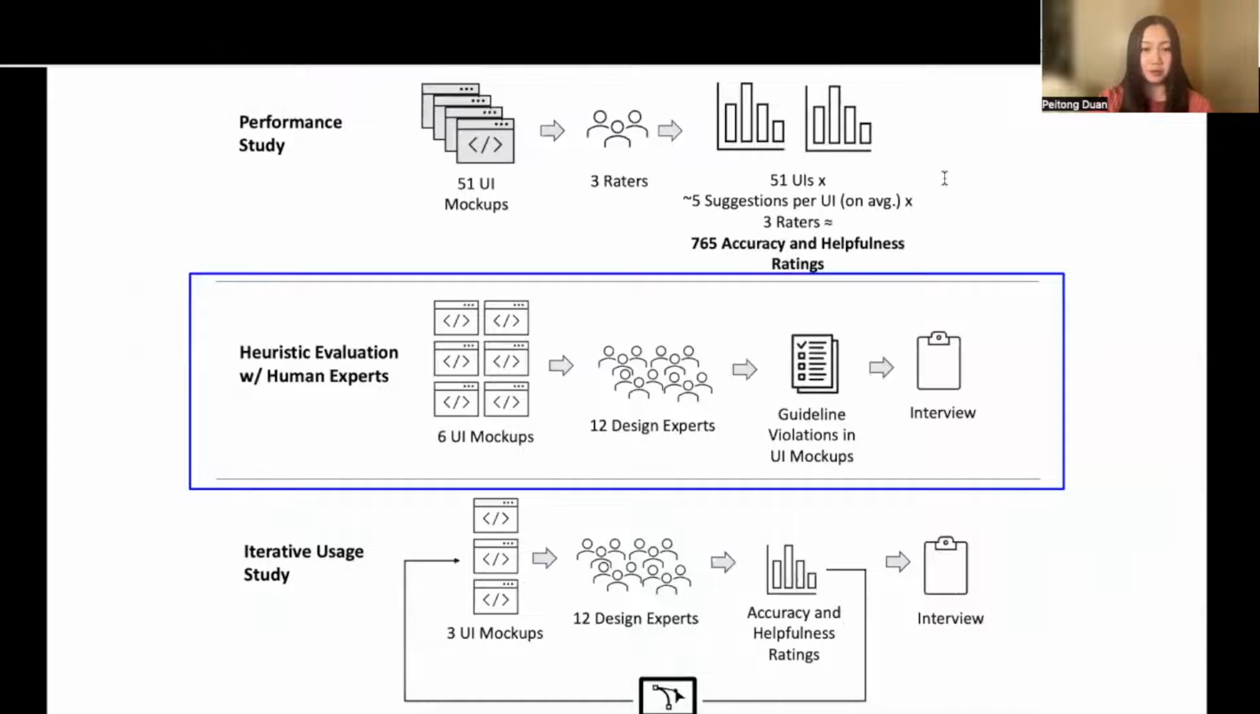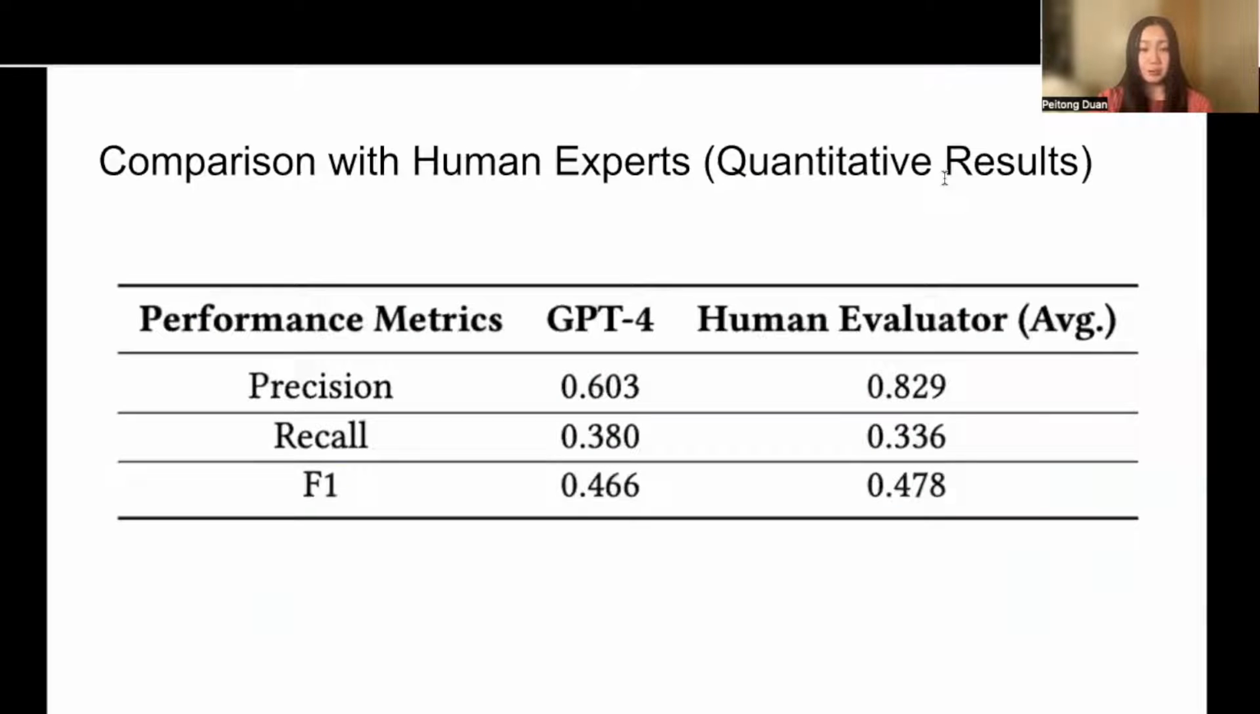To compare GPT-4's performance with human experts, we next conducted a study where 12 design experts manually performed heuristic evaluation, and we compared their annotations with those identified by the LLM. We built a ground truth dataset consisting of these human-identified violations and expert-validated LLM comments from a prior study. We then computed the precision, recall, and F1 scores for GPT-4 and an individual human evaluator. We found that they had comparable F1 scores, but a human evaluator greatly outperformed GPT-4 in precision, meaning their identified violations are more likely to be valid, while GPT-4 had higher recall, meaning it found more valid violations.